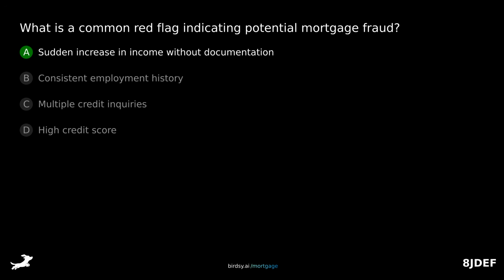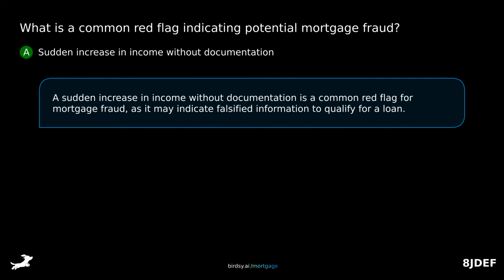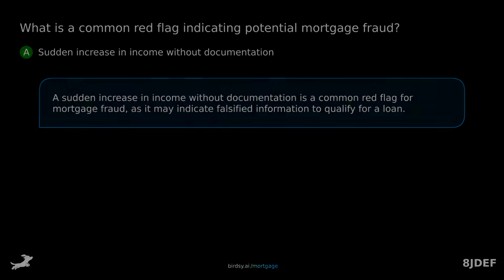The answer is A, sudden increase in income without documentation. A sudden increase in income without documentation is a common red flag for mortgage fraud, as it may indicate falsified information to qualify for a loan.